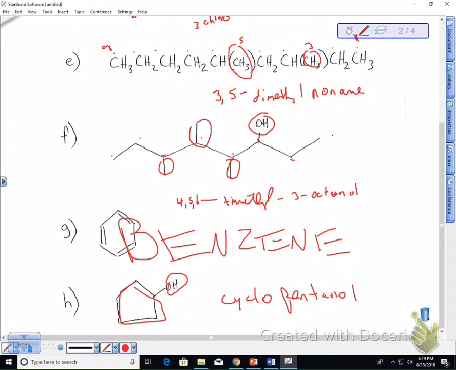Do I need to put a 1 here? No, again, because if you're in a closed shape and you only have one substituted group, that defaults to carbon 1. And so that is understood to be cyclopentanol, or cyclopentan-1-ol.